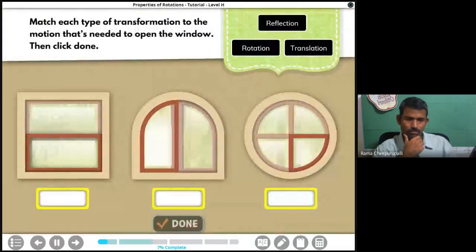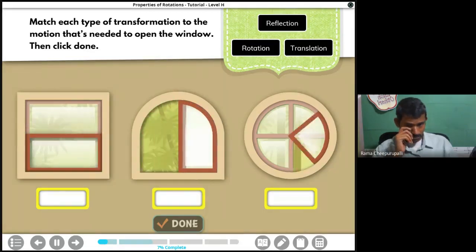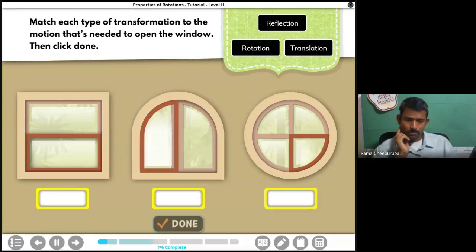Let's warm up by reviewing the transformations we know so far. Match each type of transformation to the motion that's needed to open the window. Then click Done. All right, awesome. So I want you guys to get ready with your chat box, and tell me which transformation each of them is. So please get ready, that way you can get your participation points too.